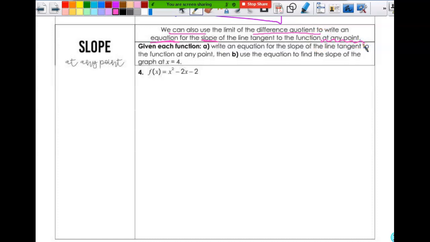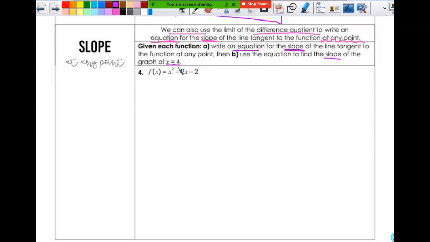Okay, so we're not writing the equation of a line, we're writing the equation for the slope. And it says, write an equation for the slope of the line tangent to the function. Then after you do that, you use the equation we just did to find the slope of the line at x equals 4. So we don't get to start with x equals 4 this time, because we want to know what happens at any point.